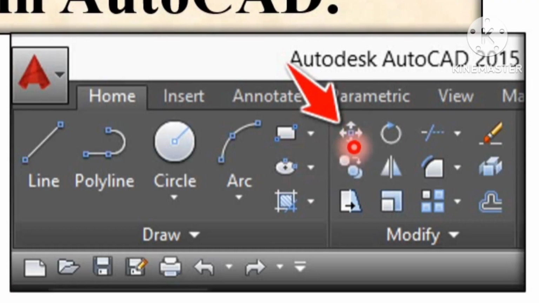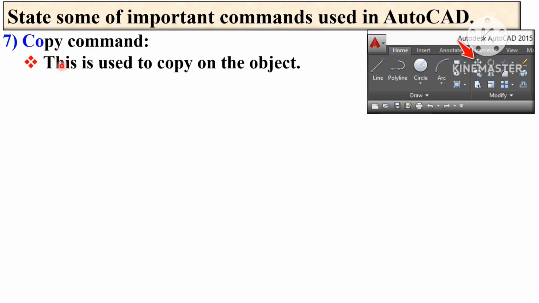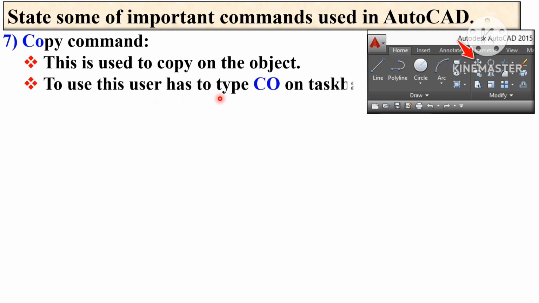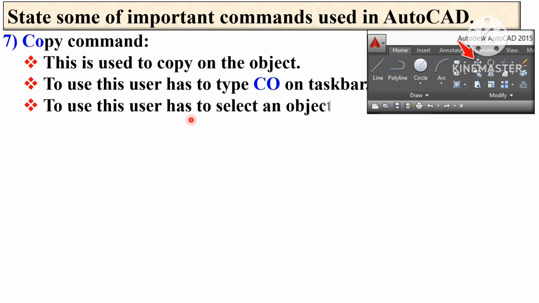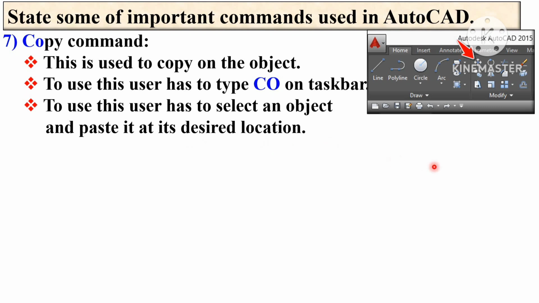Next command, the copy command. Here you can see the symbol of the copy command. Very simple, the name itself indicates this is used to copy an object. To use this, the user has to type CO on the taskbar. So CO is the short key for the copy command. To use this, the user has to select an object which you want to copy and paste it at the desired location.